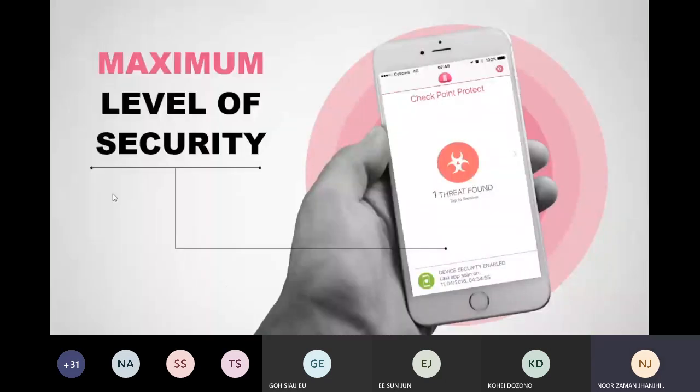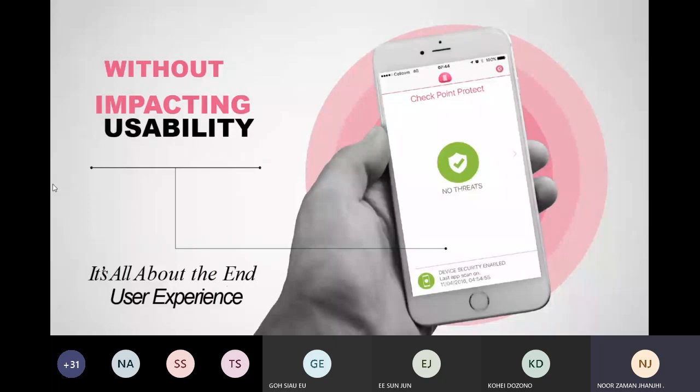They are claiming that they have a maximum level of security. You see, they are not claiming a 100% level of security. Not a single company will be able to claim that they have a complete, 100% solution. This is not possible at all. So without impacting usability, they are claiming that they can provide you a solution.